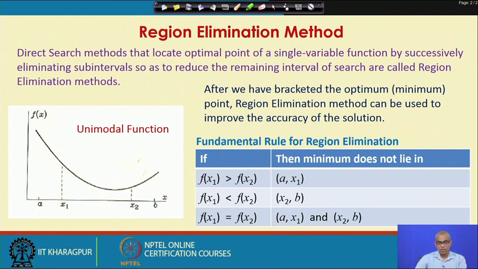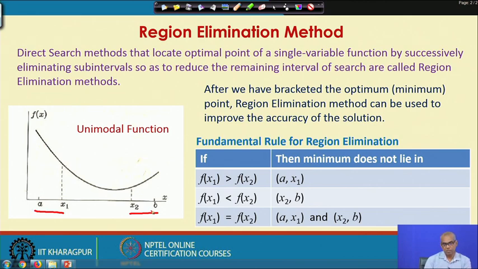The function value at x1 is greater than the function value at x2. In that case, the minimum cannot lie in A x1. The unimodality of the function tells us that the minimum cannot lie between A and x1. Similarly, if the function value at x1 is less than the function value at x2, the minimum cannot lie between x2 and B. Again, this is due to unimodality of the function.